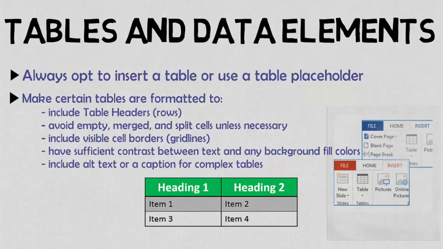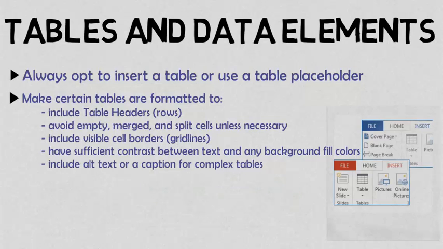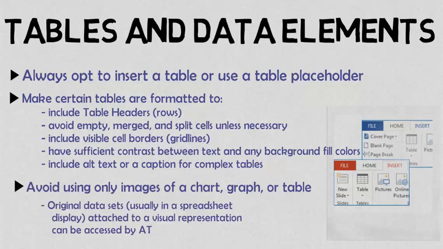And to help make the table more understandable and also provide contextual cues for someone who cannot perceive the table all at once, for instance, someone using a screen reader, make certain to include alt text or a caption for complex tables. If possible, avoid using only images of a chart, graph, or table or any element that is tied to data sets and instead use the true element tied to the data.